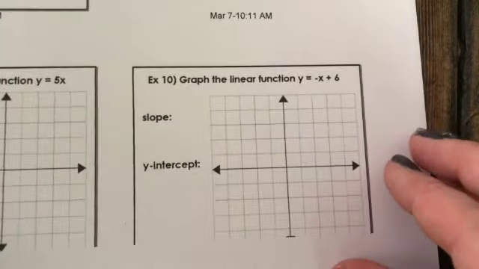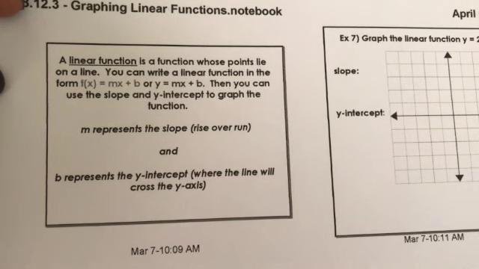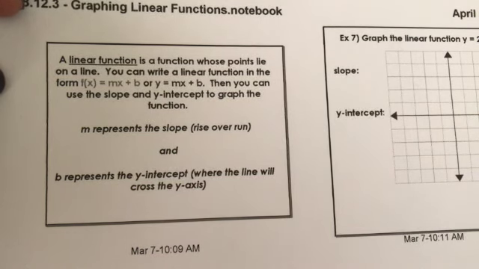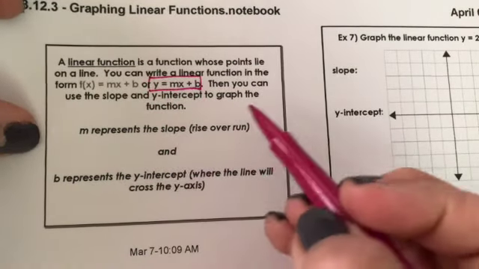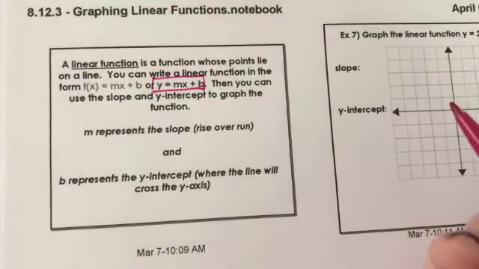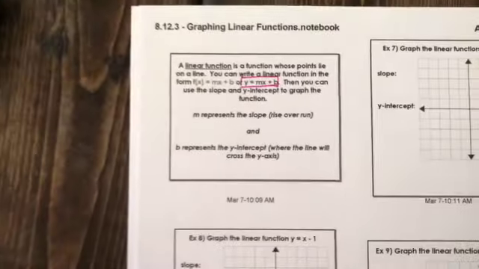Okay, let's look at the second page. Okay, and this should be very, very familiar. It says a linear function is a function whose points lie on a line. You can write a linear function in the form f of x equals mx plus b, right, which is the same as y equals mx plus b. Then you can use the y-intercept and the slope to graph the function. M is our slope, that's rise over run. B is the y-intercept, which is where it's crossing the y-axis.